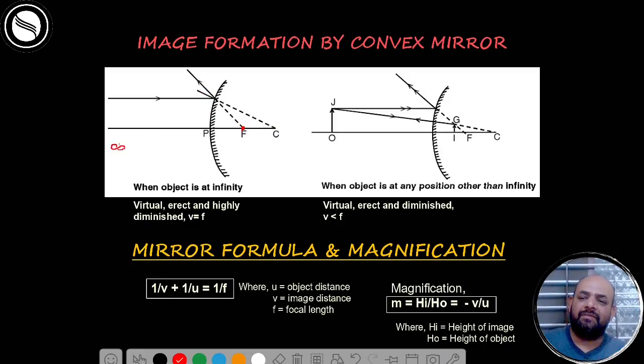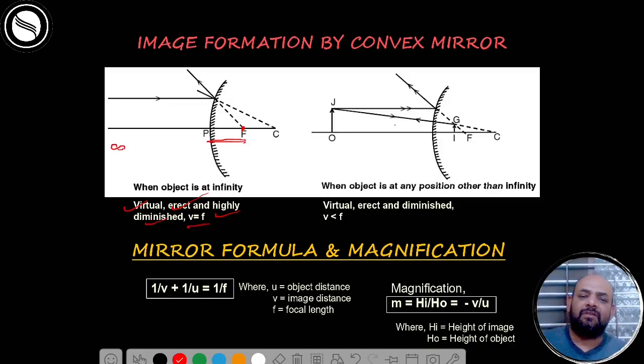When the object is at infinity, the image formed will be highly diminished and it will be virtual because it is behind the mirror, and it will be erect. Whenever it is virtual it is erect, and it is highly diminished, meaning almost point size. And the image distance is equal to the focal length.